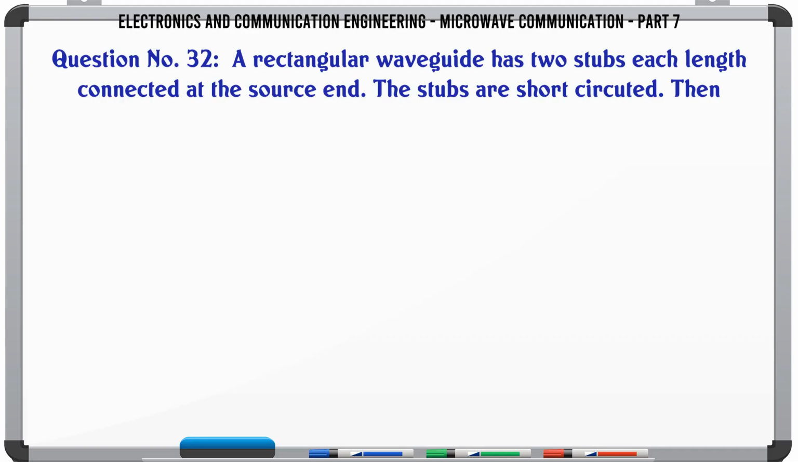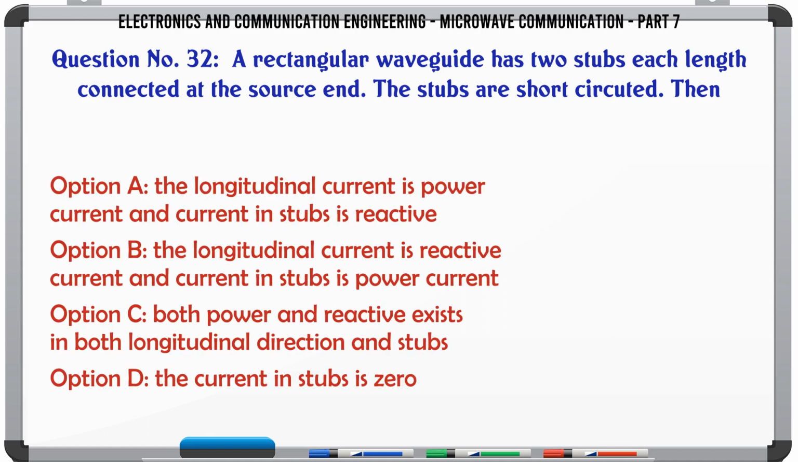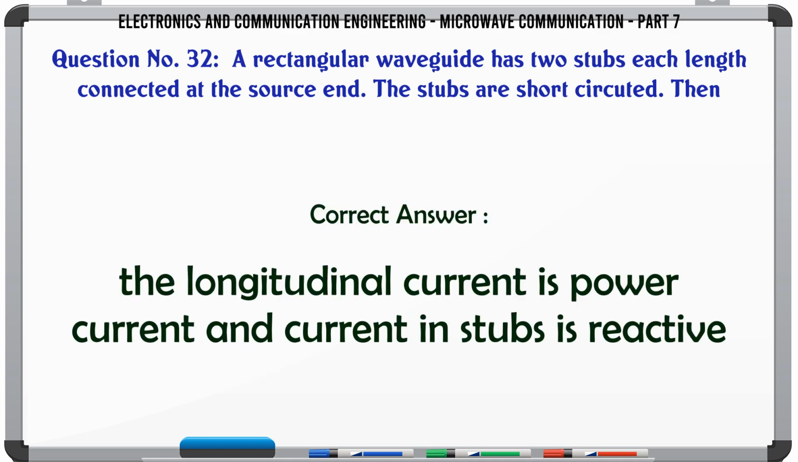A rectangular waveguide has two stubs each length connected at the source end. The stubs are short-circuited. Then, A. The longitudinal current is power current and current in stubs is reactive. B. The longitudinal current is reactive current and current in stubs is power current. C. Both power and reactive exist in both longitudinal direction and stubs. D. The current in stubs is zero. The correct answer is the longitudinal current is power current and current in stubs is reactive.